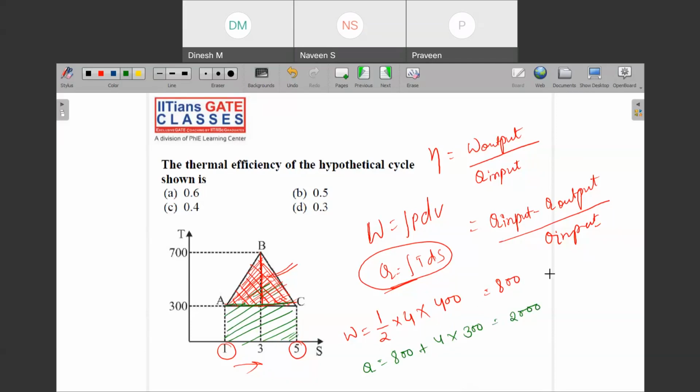So what will be the efficiency? Work output is 800 and the heat input is 2000. So can you tell me which option? C.